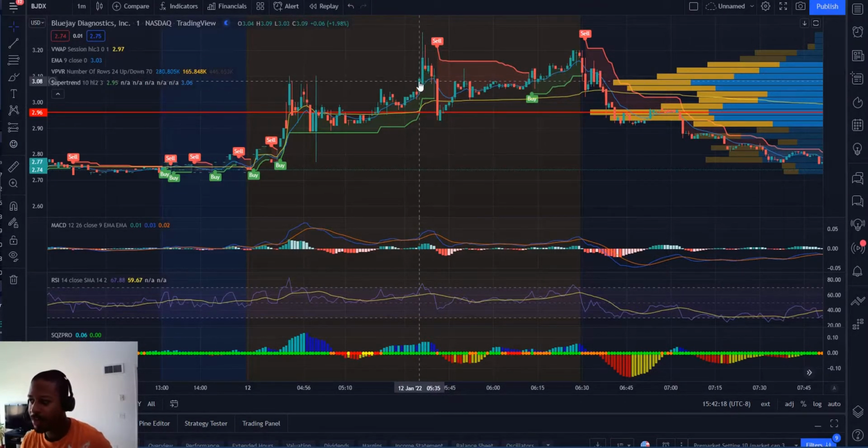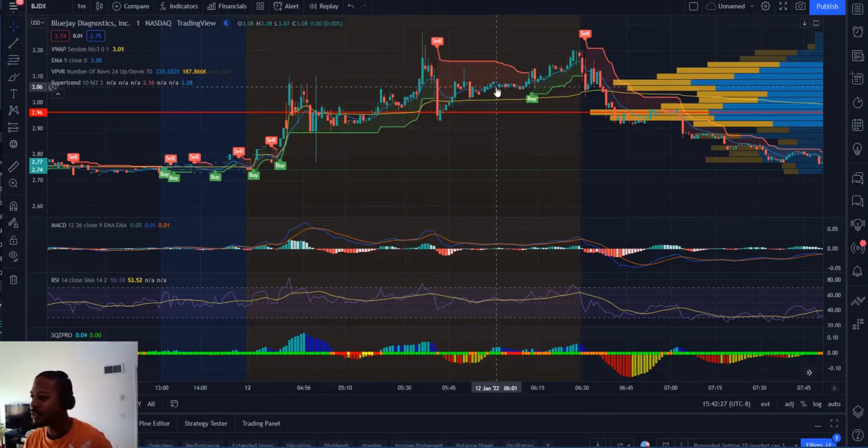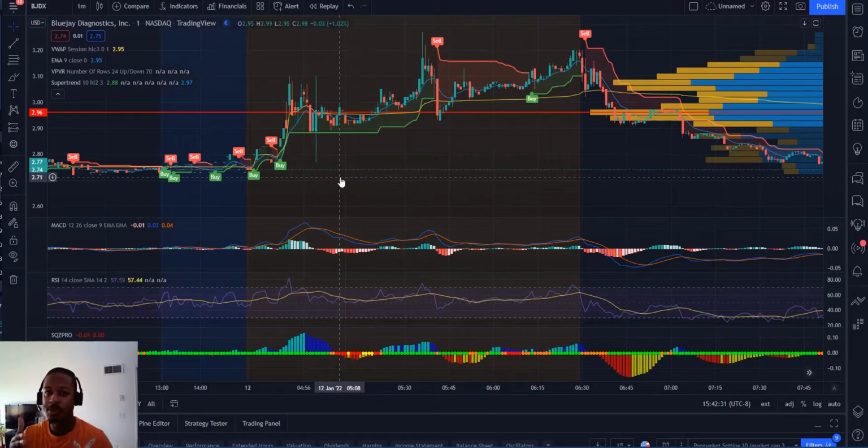However, you could have probably easily told by level 2. You could have looked at the tape and probably seen sell orders coming through, knowing that this thing wasn't really going to run too much more. That's why reading price action is very important.